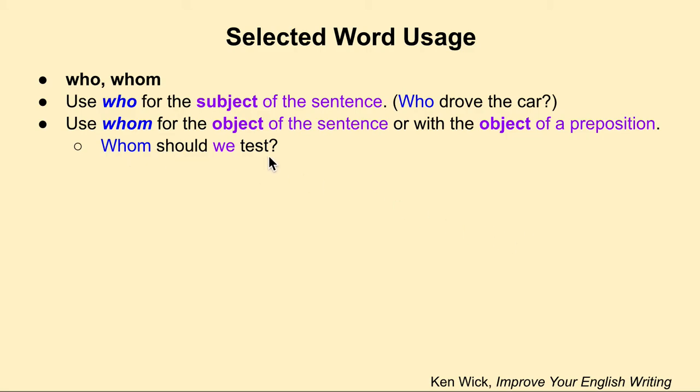Whom should we test? Because the we right here is actually the subject here. We should test whom. If you think about it that way, whom should we test? So since this is the object of the sentence, it is whom.